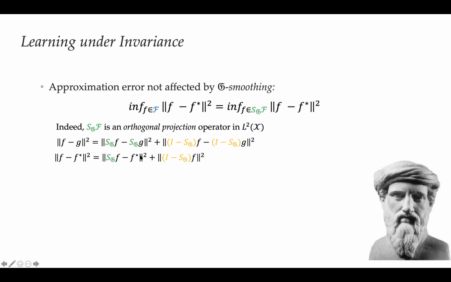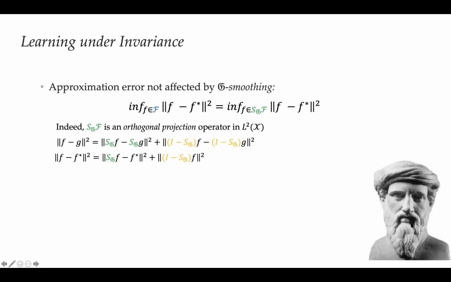And because my function f star only lives in this image, any prediction that I make, the error that I make, I can always think of in terms of the error I make in the invariant part plus the error that I make in the orthogonal complement. So obviously the best thing I can do is to forget about this term here and concentrate all my efforts in the image of f star.